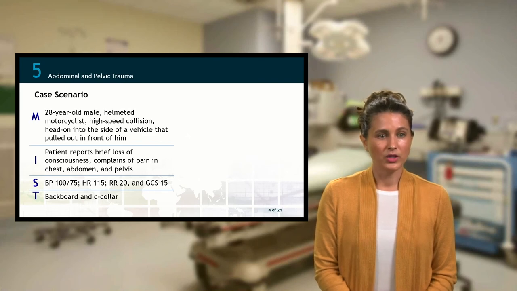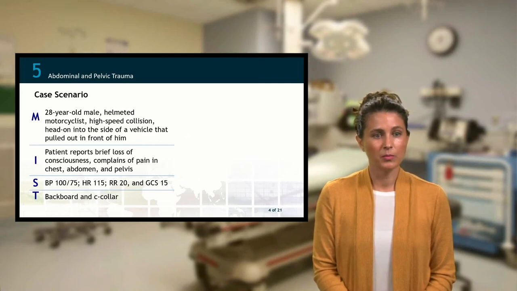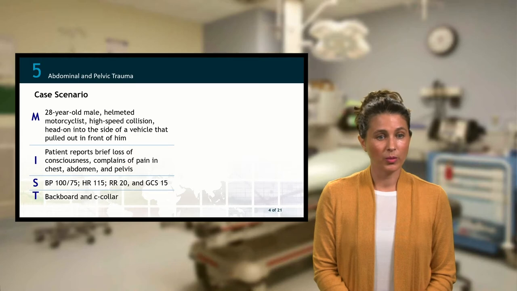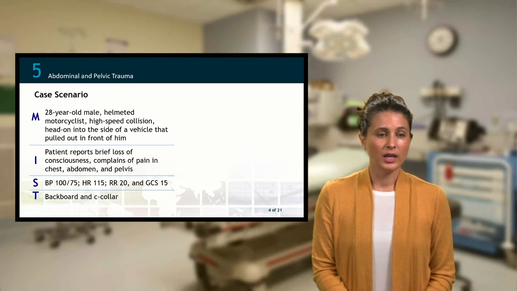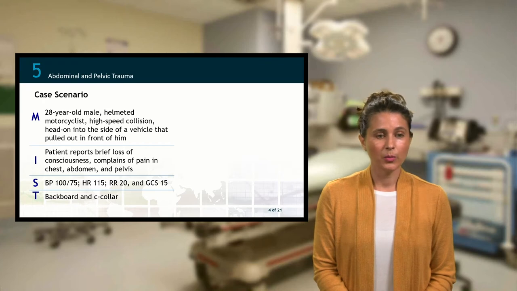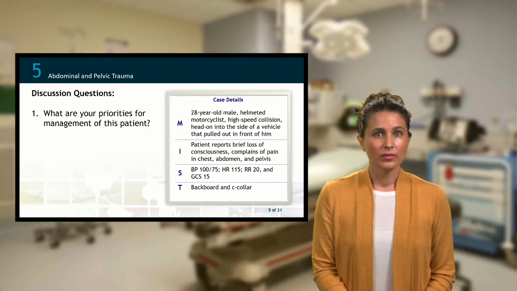So our patient is a 28-year-old male who's a helmeted motorcyclist involved in a high-speed collision head-on into the side of a vehicle that pulled out in front of him. The patient was able to report a brief loss of consciousness and is complaining of pain in his chest, abdomen, and pelvis. His blood pressure is 100 over 75, heart rate of 115, respiratory rate of 20, and his GCS is 15. He's on a backboard and has a C-collar in place. So what are your priorities in managing this patient?